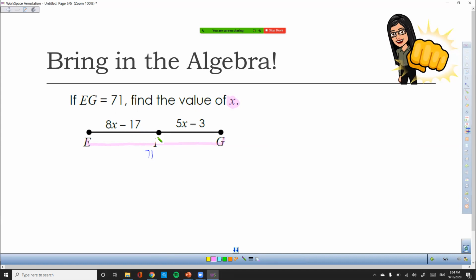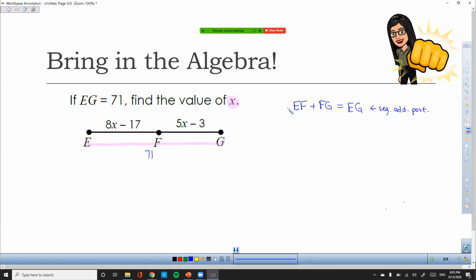Again, all I know right here is I can set up my segment addition postulate. I'm going to write it over here on this side. I know that the length of segment EF plus the length of segment FG equals the length of segment E all the way to G. This right here is my segment addition postulate. I'm going to abbreviate here: from E to F plus from F to G equals from E all the way to G.